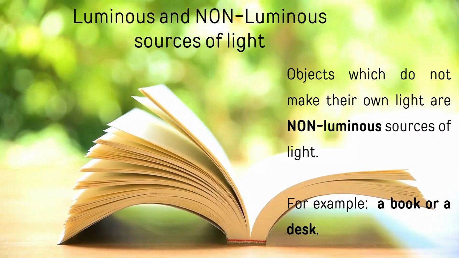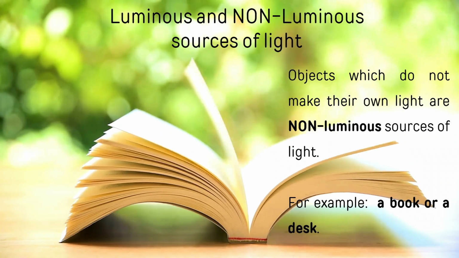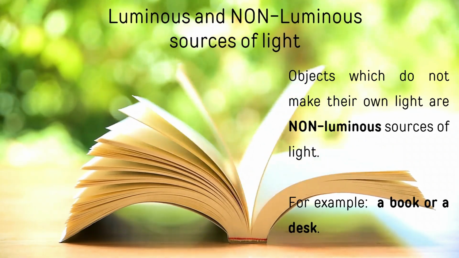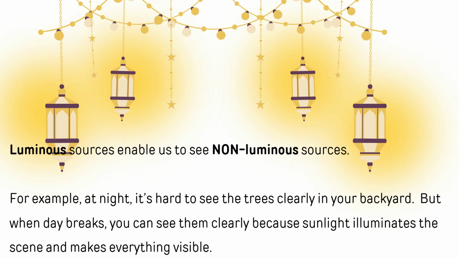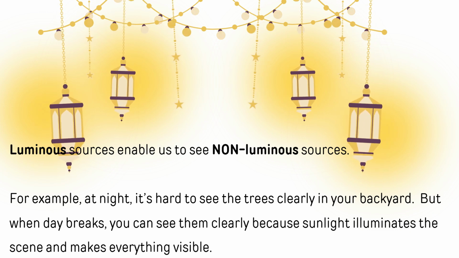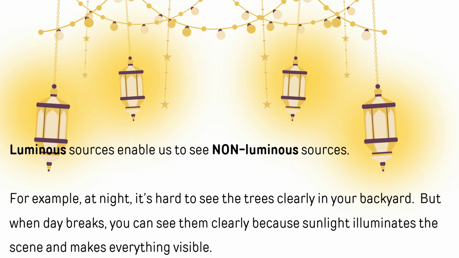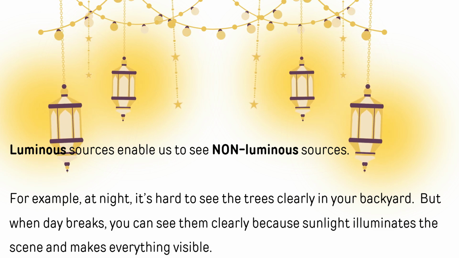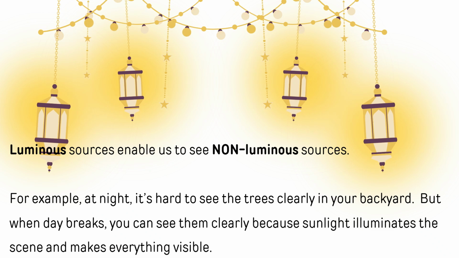Objects which do not make their own light are non-luminous sources of light. For example, a book or a desk. Luminous sources enable us to see non-luminous sources. For example, at night, it's hard to see the trees clearly in your backyard. But when day breaks, you can see them clearly because sunlight illuminates the scene and makes everything visible.